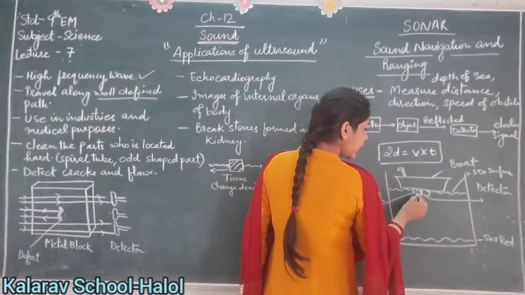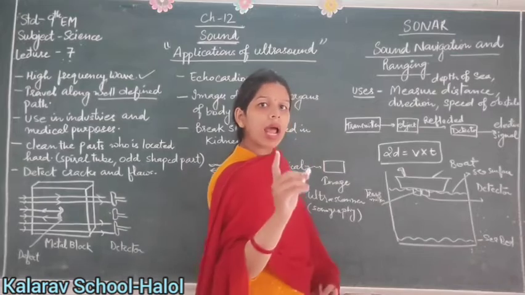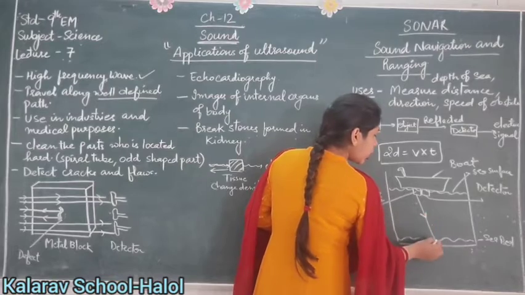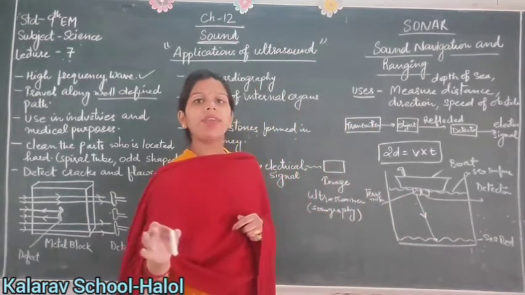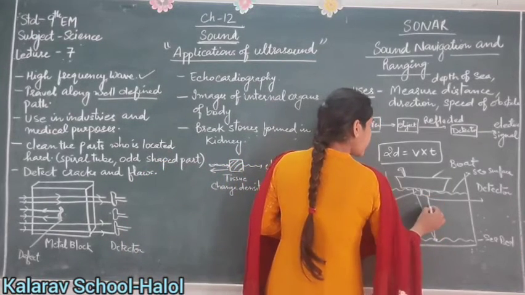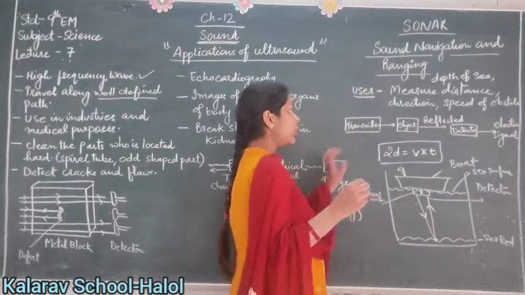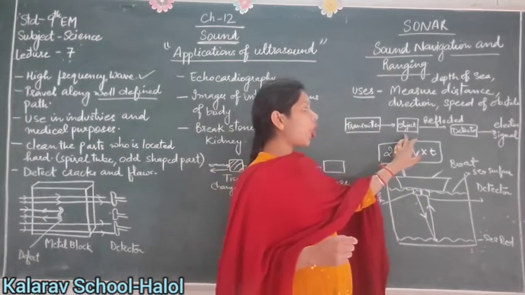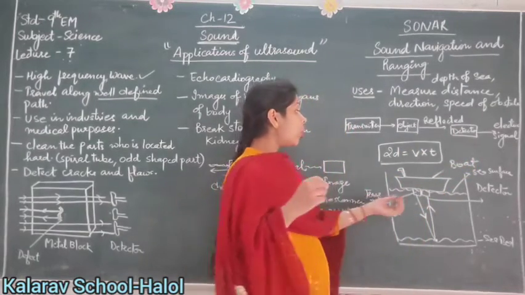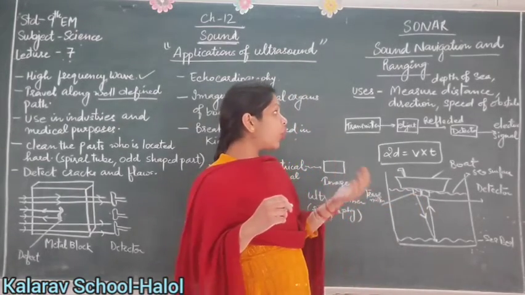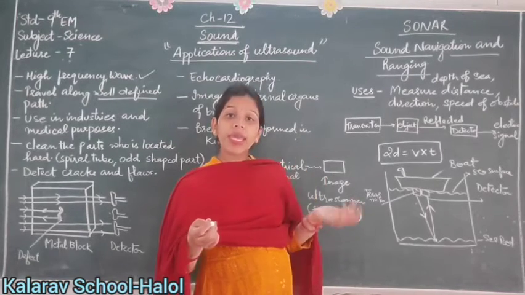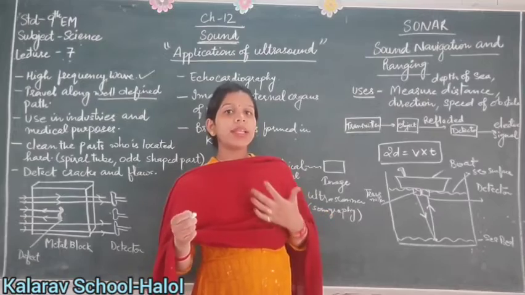So when a ray from the transmitter, that is the transmitted ultrasound, strikes the seabed containing any obstacle, valley, hill or iceberg, it is reflected back and detected by the detector. What is the function of the detector? The detector converts that signal into an electrical signal. So in this way we can locate where the obstacle is present in the sea.